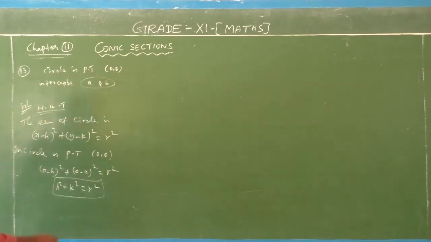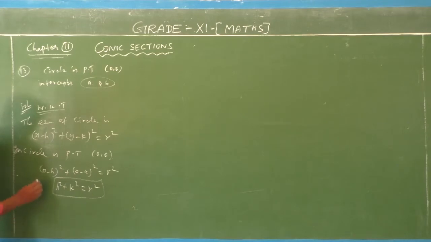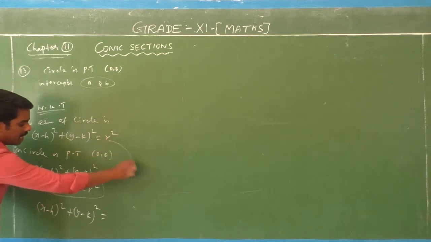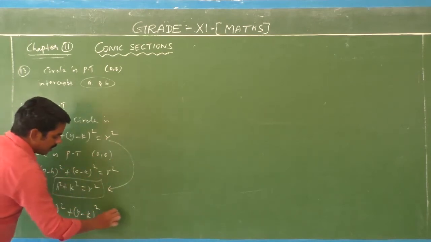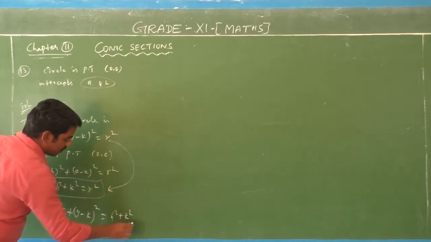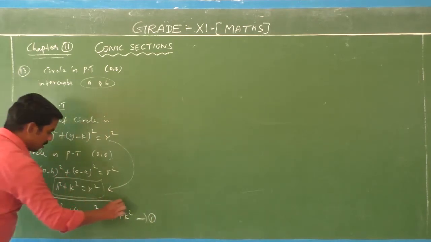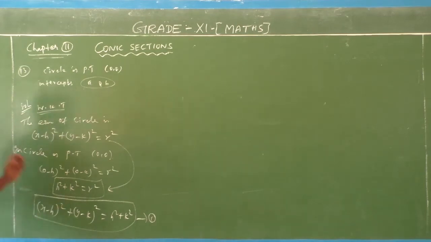So the equation of the circle is (x minus h) the whole square plus (y minus k) the whole square equal to r square, that is h square plus k square. This is equation number 1.